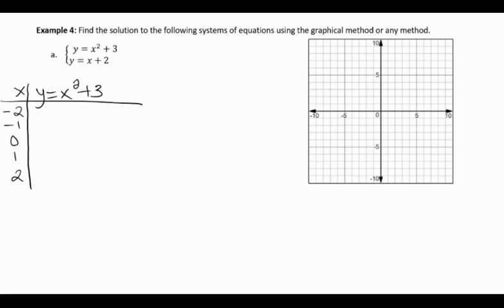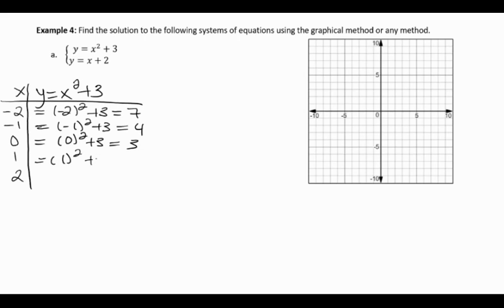Don't forget, this is a quadratic equation. So we're going to plug in this -2 where I have x in the original. So this is going to be -2 squared plus 3. -2 squared is 4 plus 3 is 7. -1 squared plus 3. -1 squared is 1 plus 3 is 4. 0 squared is 0 plus 3 equals 3. 1 squared is 1 plus 3, that's 4. And 2 squared, that's 4, plus 3 equals 7.